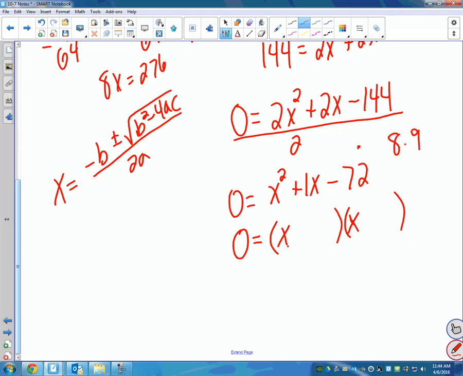8 times 9 is 72, and I could subtract 8 and 9, and I could get 1. So the answer, if I was going to factor this, would be 8 times 9. But then here's the really important part. We need that to give me a positive 1. So there's all these rules.